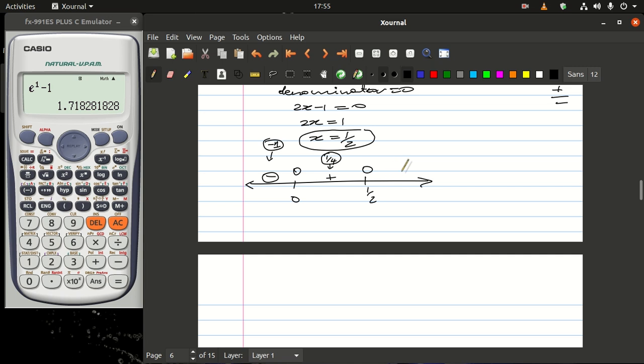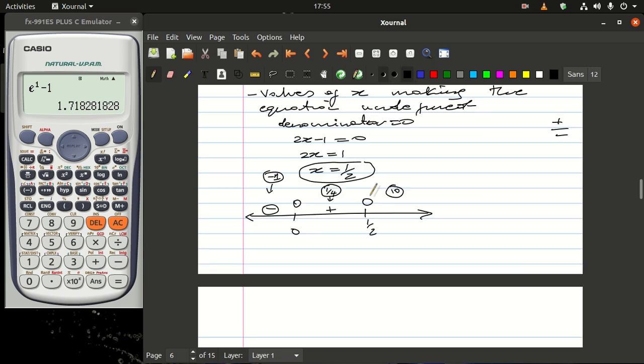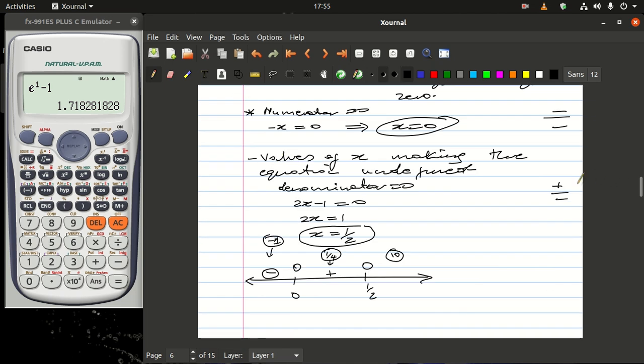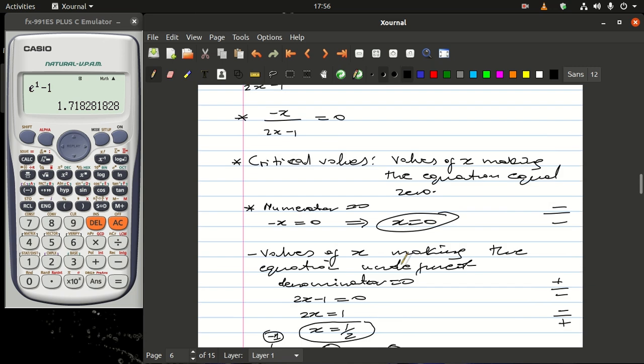And then somewhere here I'm going to pick a value that is bigger, like 10 for instance, or 1 or 2. I'm picking 10 because it's guaranteed to be bigger than 1 over 2. If I'm plugging in 10 here, I'll get a negative. If I'm plugging in 10 here, I will get a positive. So I will end up having negative divided by positive, and it's going to be a negative. Now we are done with all the testing of the sign.